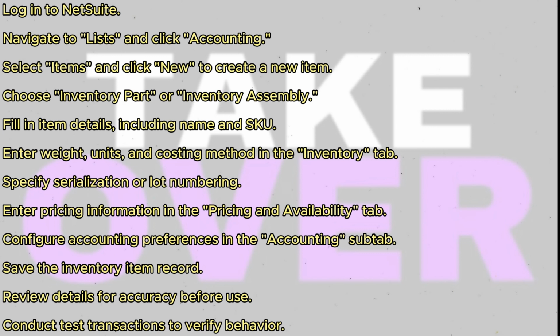Navigate to the Pricing and Availability tab to enter pricing information, including default sales price and other pricing options. In the Accounting sub-tab, configure accounting preferences for the item, such as income and expense accounts associated with sales and purchases. Specify whether the item is taxable and select the appropriate tax codes, if applicable.